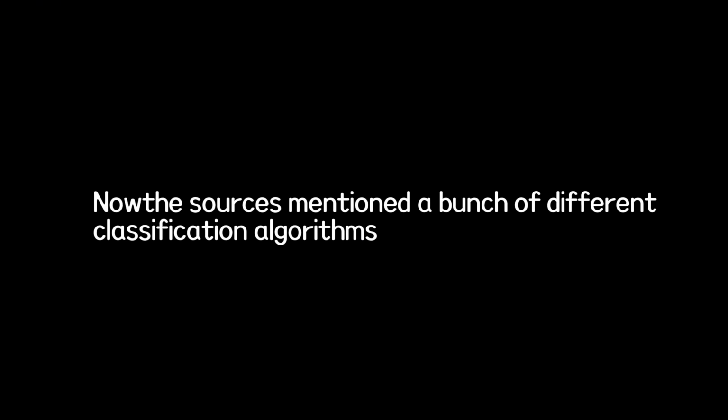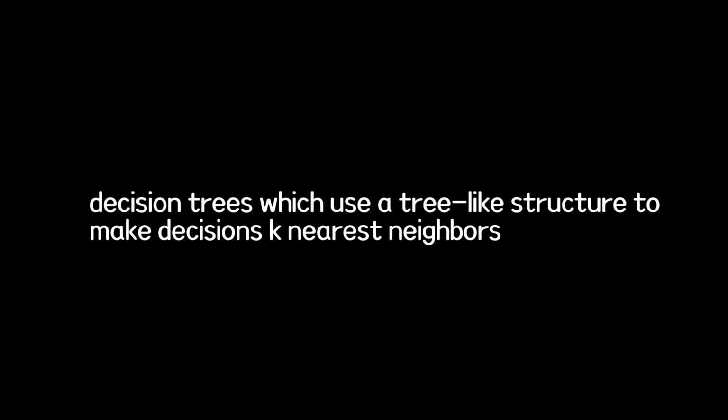Exactly. Now, the sources mentioned a bunch of different classification algorithms. Can you give us a quick rundown of some of the key ones? Sure. Some of the common ones include logistic regression, which predicts the probability of a binary outcome; naive Bayes, which is a probabilistic classifier based on Bayes' theorem; support vector machines, which find the optimal hyperplane to separate classes; decision trees, which use a tree-like structure to make decisions; k-nearest neighbors, which classifies data points based on their closest neighbors; and ensemble methods like random forests, which combine multiple decision trees.